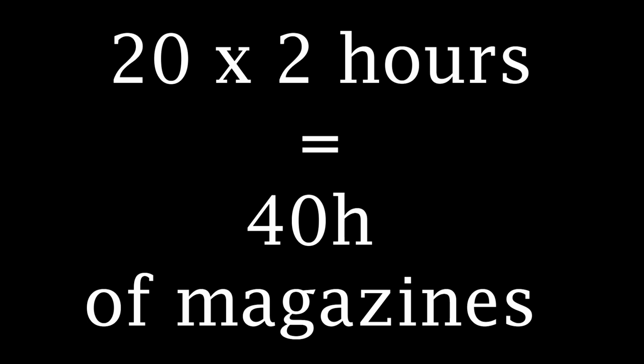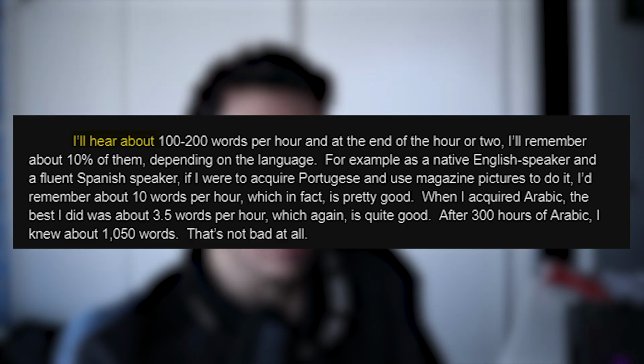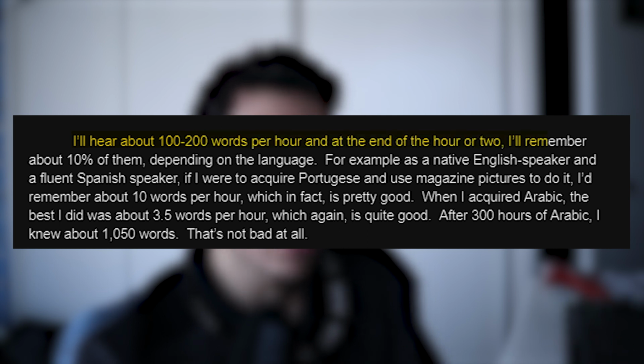20 times 2 hours, that's 40 hours. I'll hear about 100 to 200 words per hour, and at the end of that hour or two, I'll remember about 10% of them. Don't try too hard to remember the words, because you're hearing them over and over again, and you'll only remember 10% of them. And that is fine, because the next time that you hear this word, the chances are that you are going to remember it. Then you'll forget it again, and after a while, when you hear it again, maybe then you'll finally remember it.